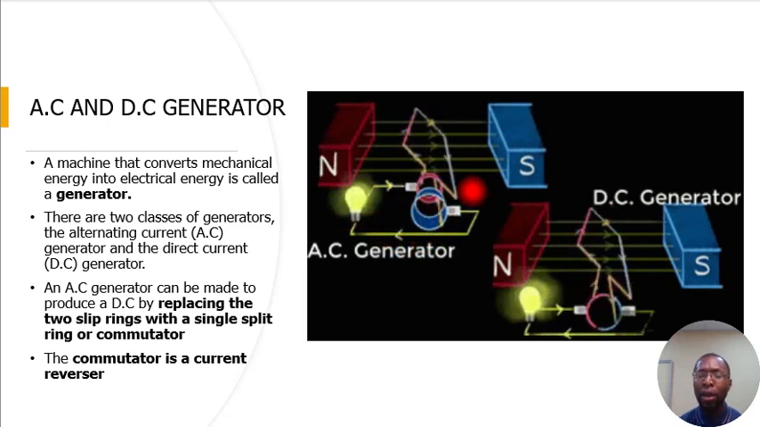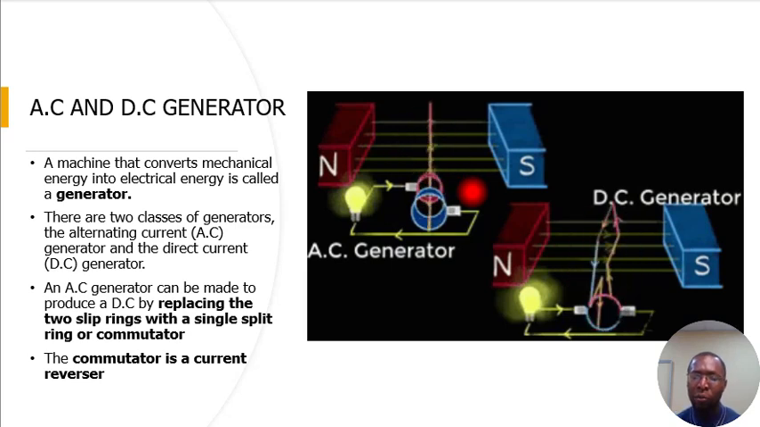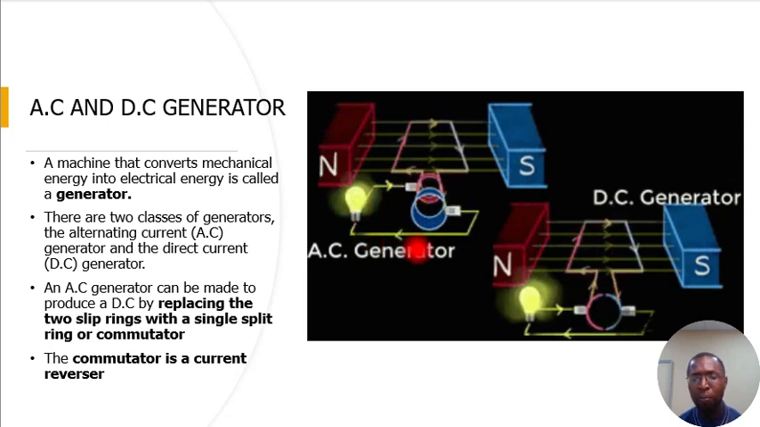So that's why in our various homes we have to drag our generator. Dragging it is to make the armature, which is the coil, move. And when it moves through the magnetic field, electricity or electric current is induced in it, which is sent to our loads like our bulb, our TV.